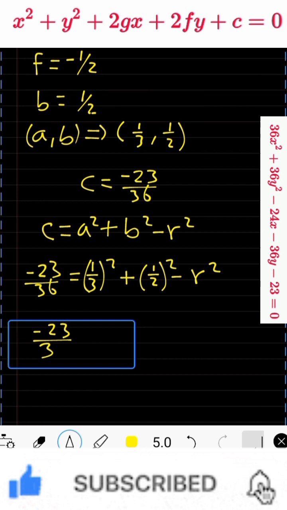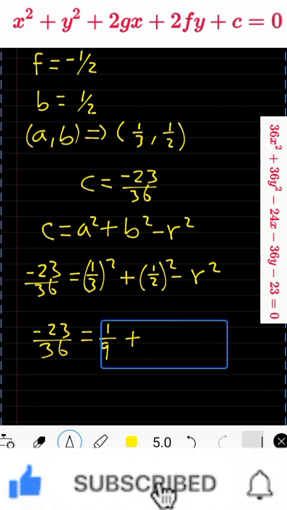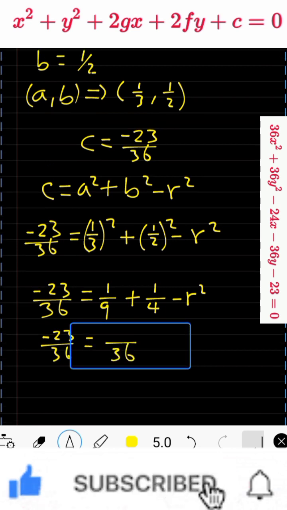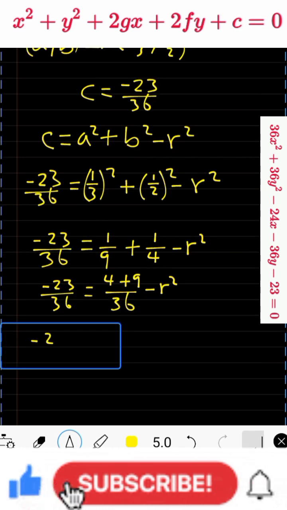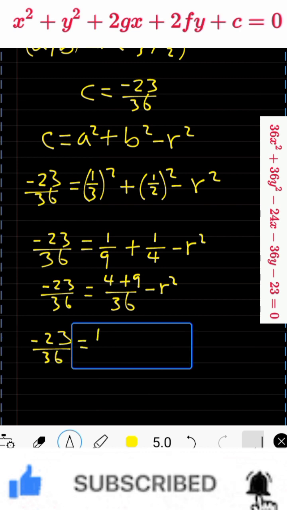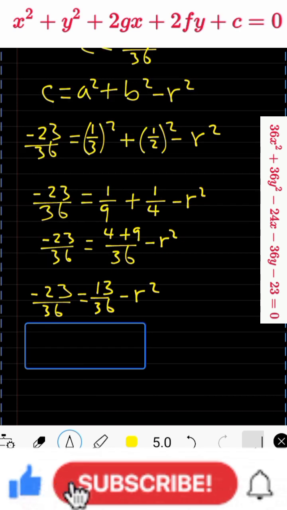We have minus 23 over 36 is equal to 1 over 3 squared, which is 1 over 9, then plus 1 over 2 squared, which is 1 over 4, then minus r squared. 9 goes in 36, we have 4, then plus 9, minus r squared. So I have minus 23 over 36 is equal to 4 plus 9, that is 13 over 36, minus r squared. So take r squared to the other side and take minus 23 over 36 to the other side.